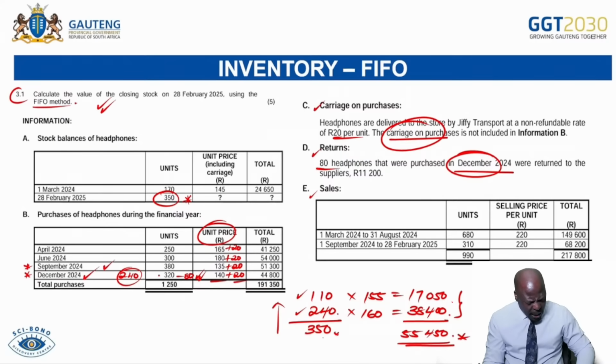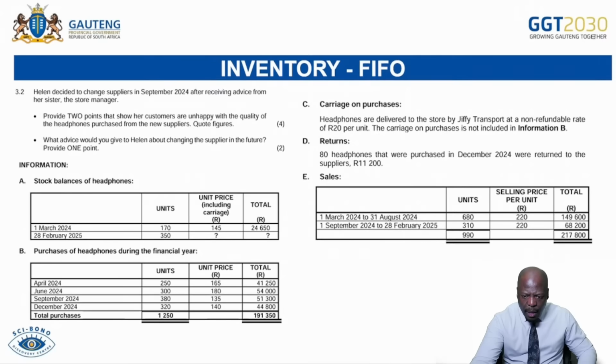Let us quickly move on to the next one, and the next one is 3.2. Let's look at 3.2. It says, Helen decided to change suppliers in September 2024 after receiving advice from her sister, the store manager. The first question then says, provide 2 points that show customers are unhappy with the quality of headphones purchased from the new suppliers.